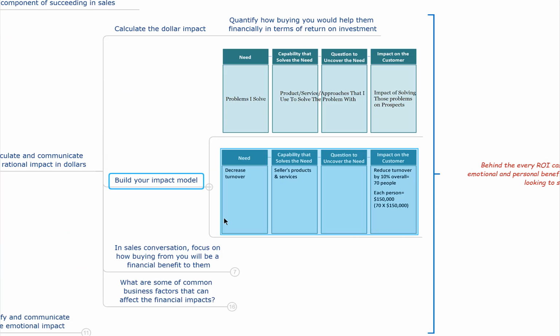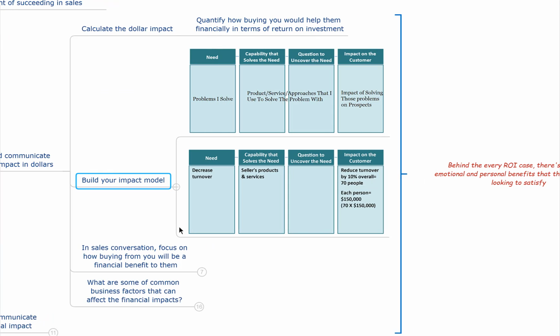Build your impact model. You can create four boxes like this: need, capability that solves the need, questions to uncover need, and impact on the customer. In the need box, you write the problem you solve. In the capability that solves the need box, you write the product, service, or approaches that you use to solve the problem, and you can tailor your questions based on that. And the final box is the impact on the customer, where you are writing the impact of solving those problems on the prospect.